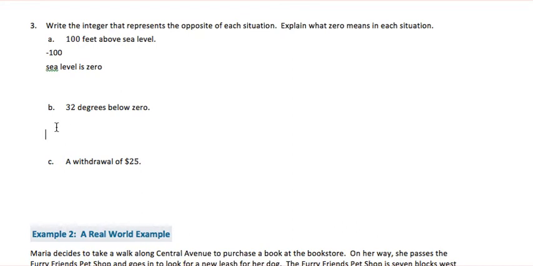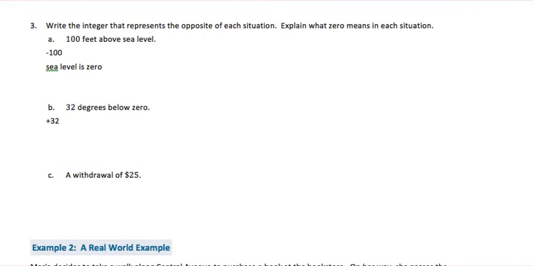In the second example, 32 degrees below 0 is negative 32, and so the opposite of negative 32 is positive 32, 32 degrees above 0. And 0 in this situation is the division between positive and negative temperatures.